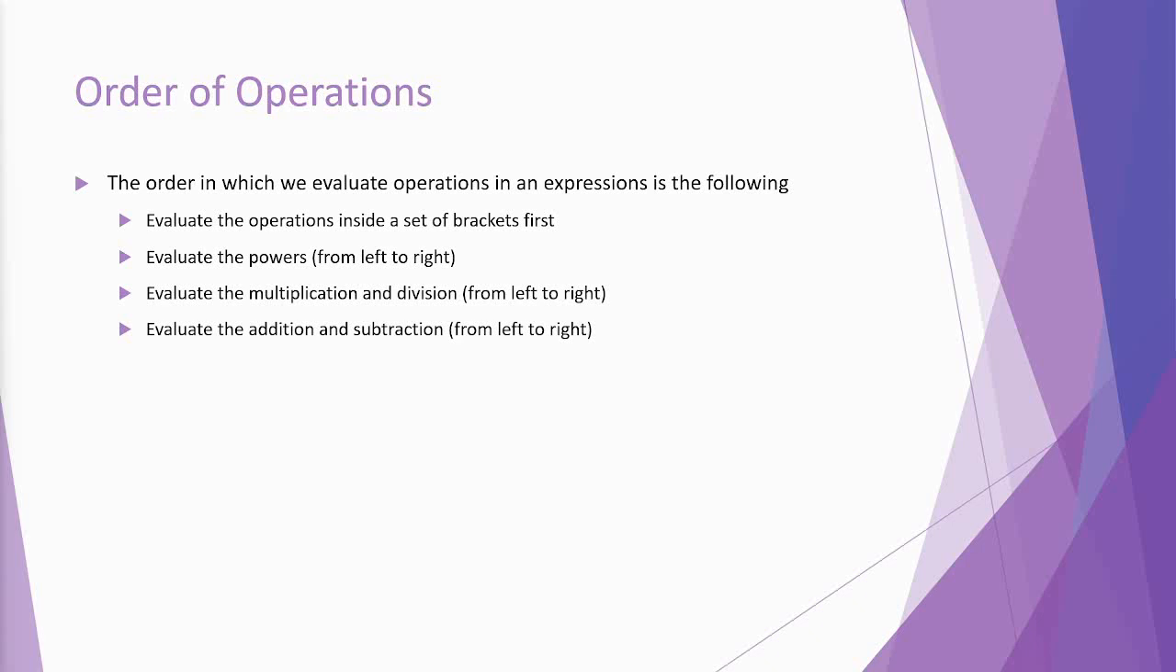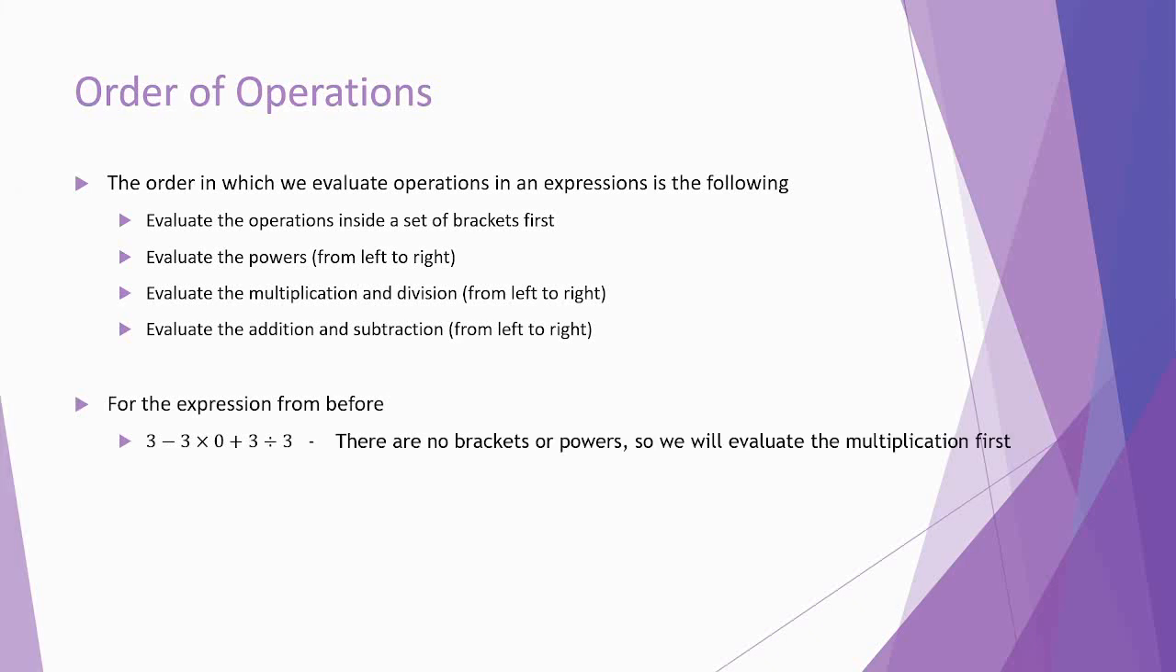So let's look back at that expression. We have our expression down the bottom. As there's no brackets or powers, we're going to skip those first two steps and go straight down to the multiplication and division. And we're going to do multiplication first because that's on the left-hand side of this equation. So I do 3 times 0, and that works out to be 0. So I rewrite the equation underneath, and our next step is to do the division because we've got rid of that multiplication. Now we've got that division. So let's do the division. And we get 3 divided by 3 becomes 1.